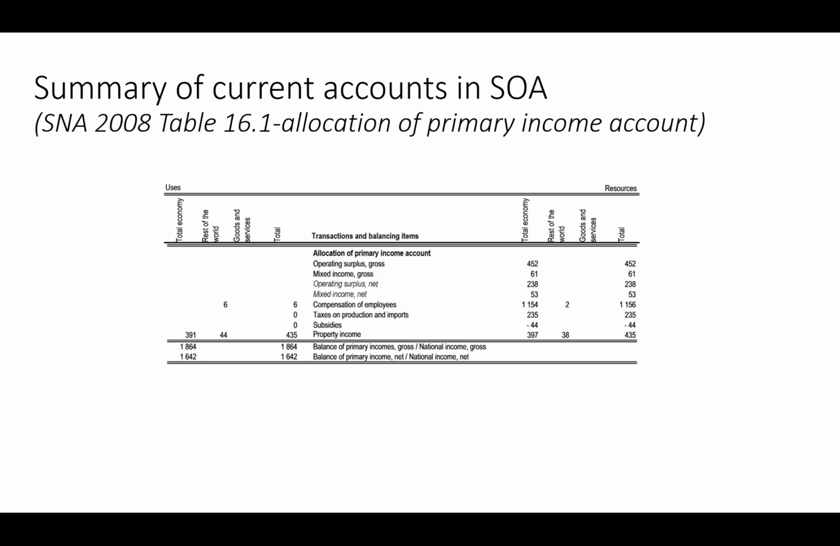This is the allocation of primary income account. Again, we see in a T account, allocation of primary income account: operating surplus, mixed income, operating surplus net, mixed income net, compensation of employees, taxes on products and imports, subsidies, and property income. And the balancing items are balance of primary incomes, gross, and then balance of primary income net.